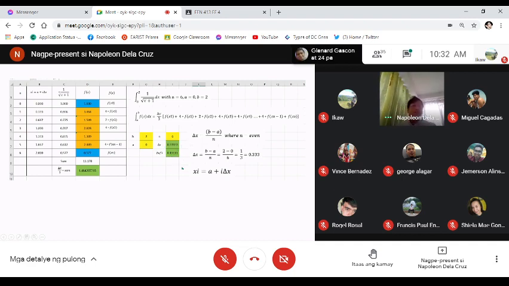Okay? So next. Now, x of 0 is equal to A, which is equal to 0, plus i, which is equal to 0, times delta x 0.333. That is why that is 0. If i is equal to 1, x1 is equal to A, 0, plus i1 times 0.333. So that is 0.333. And so on and so forth. Pinasok ang formula dun, idadrag na lang hanggang dun.